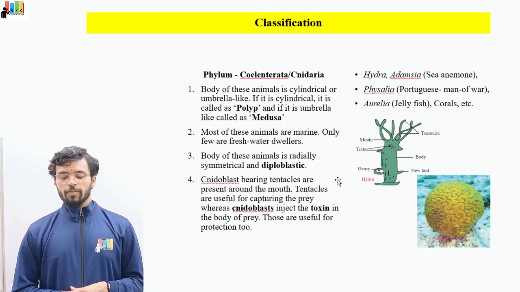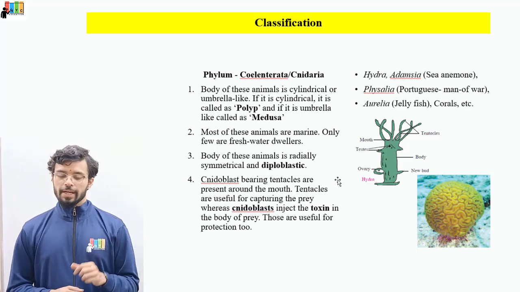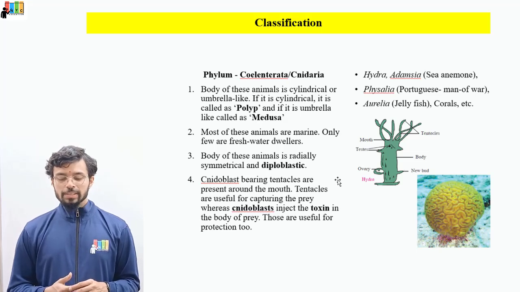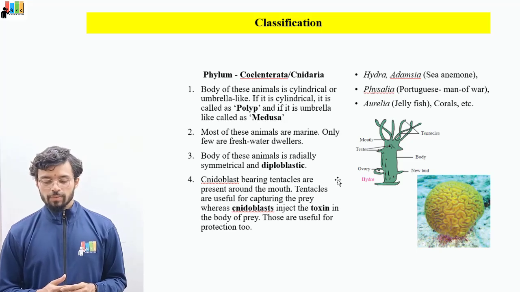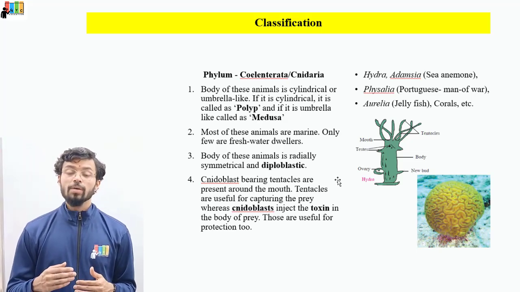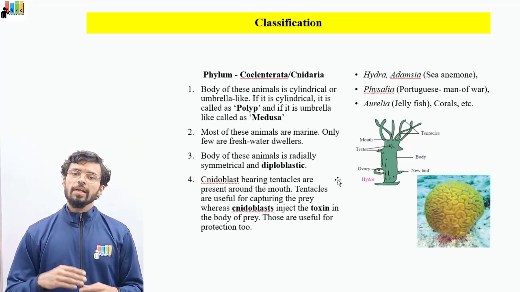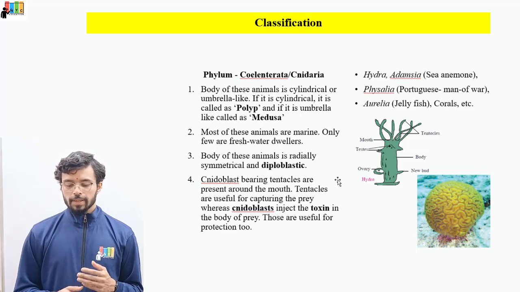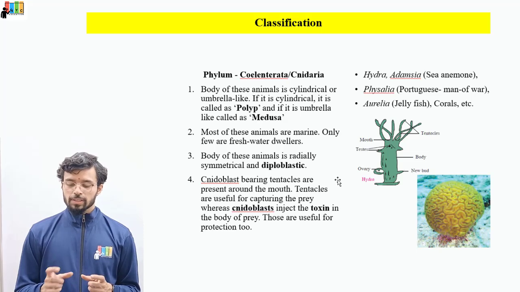So next is your phylum Coelenterata. So what are coelenterates? They are also known as cnidarians. They have a coelenteron, right? So the body of these animals is cylindrical or umbrella-like, right? And usually they have this stage which is known as a polyp stage. They also have a larval stage earlier in the development, and there is a polyp stage which is a full-grown adult. So this adult is known as a polyp, and the umbrella-like structure is known as the medusa.